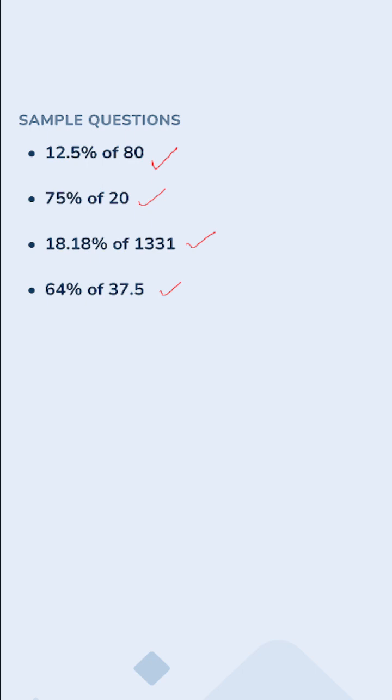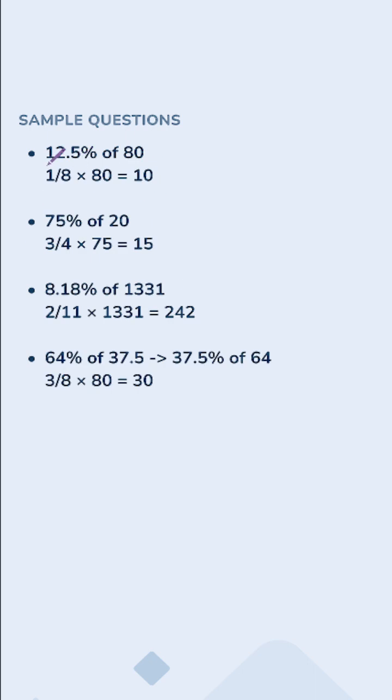So 12.5% can be written as 1 by 8 from the percentage fraction equivalence table. 1 by 8 when multiplied by 80 gives us 10. Similarly, 75% can be written as, because 1 by 4 is 25%, 3 by 4 is 75%. 3 by 4 multiplied by 20 gives us 15.